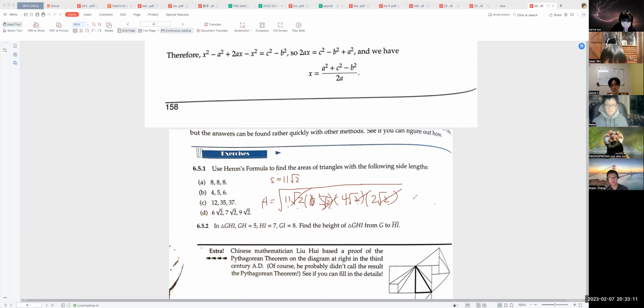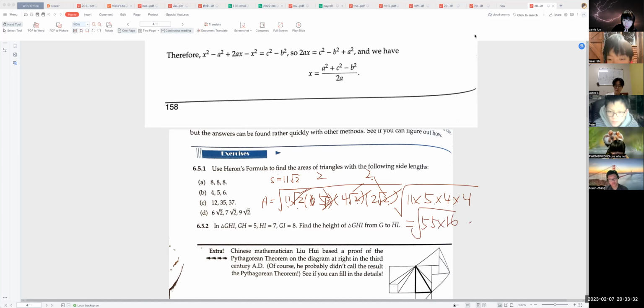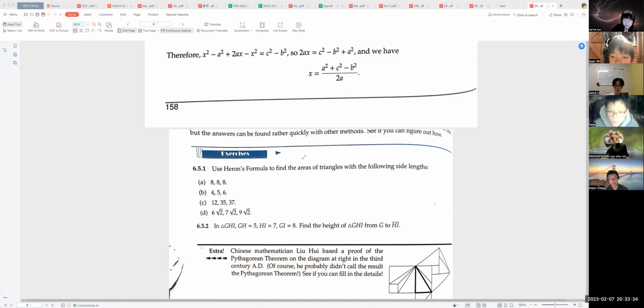Equals 4. Naturally it is 2, but it's 4, right? So 11 times 5 times 4 times 4, basically. Two square roots combine to give a 2, and these two combine to give a 2, so it equals 4. So basically just doing 55 times 16 and square root, something like that. Okay, so it's going to be a number. So just using your calculator, it doesn't have to be perfect.